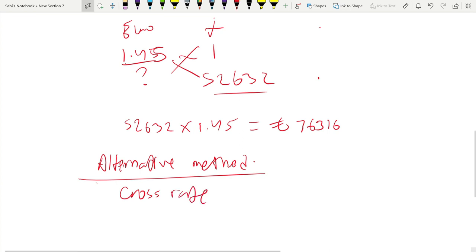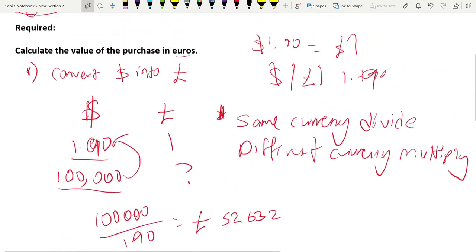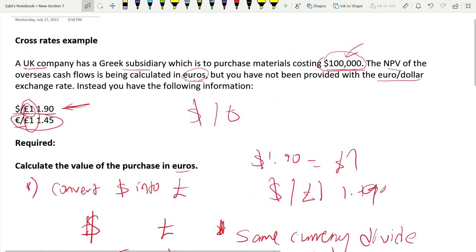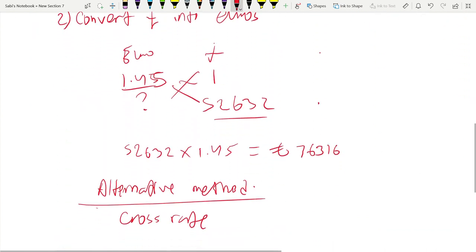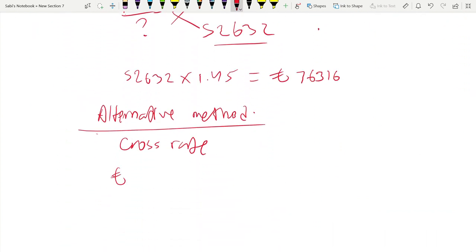How do you find the cross rate? See, what do you want? Euro over dollar. You want euro over dollar. Let's see the rates that you have. You are given dollar divided by pounds, and you are given euro divided by pounds. In both, the base currency is pounds. But you want dollar and you want euro.